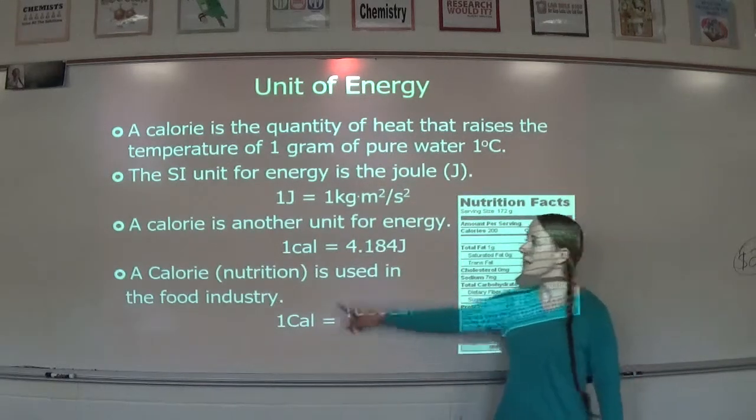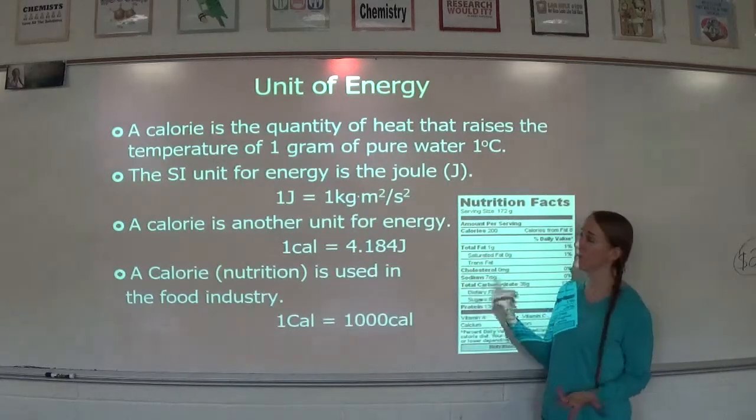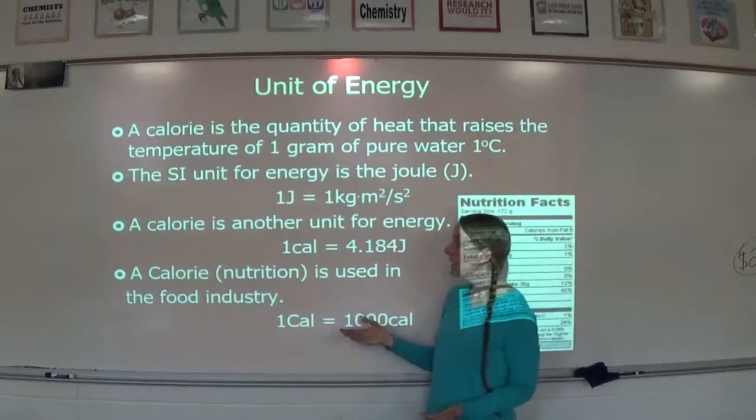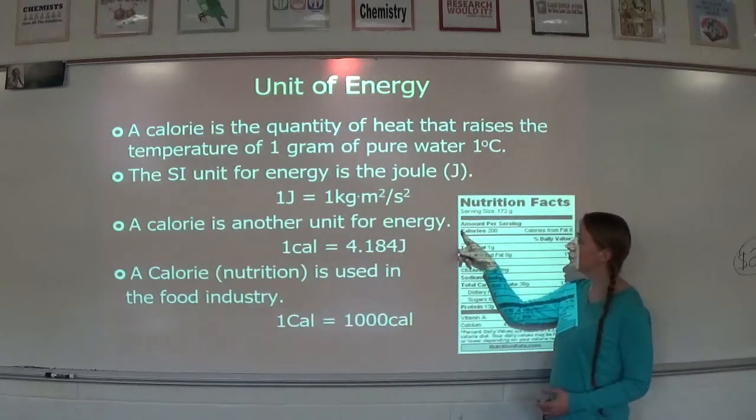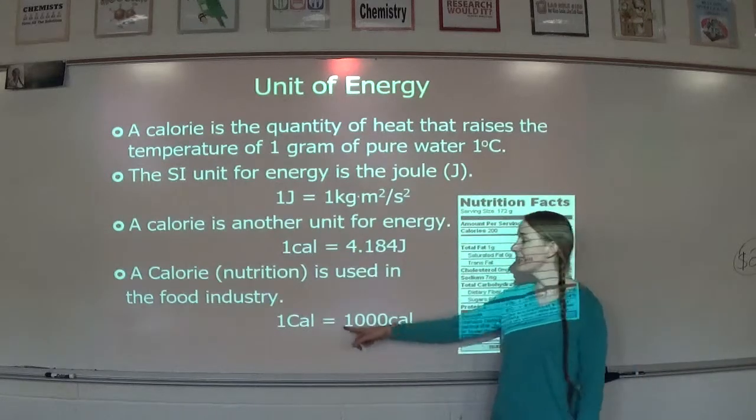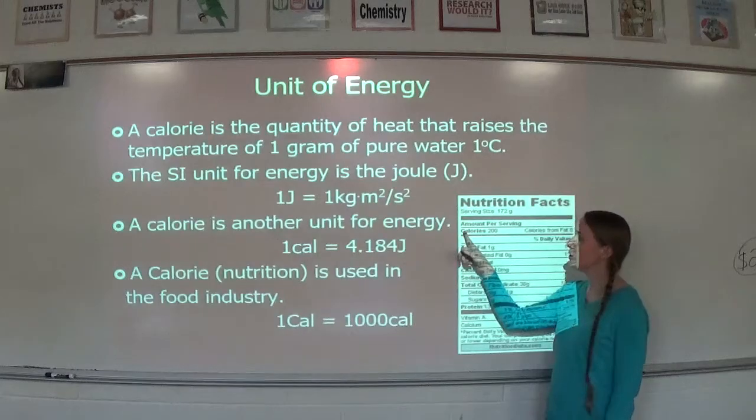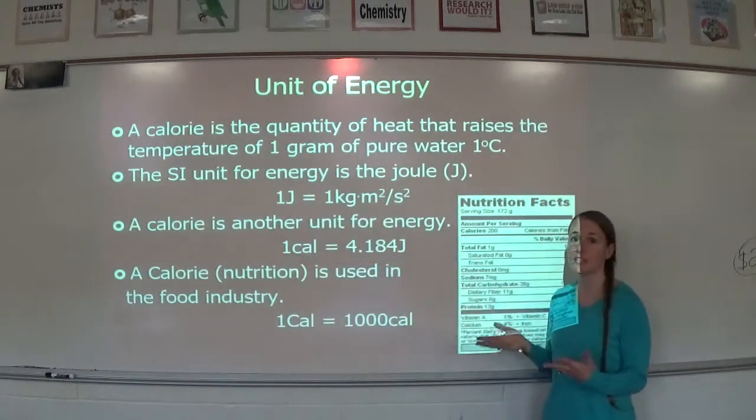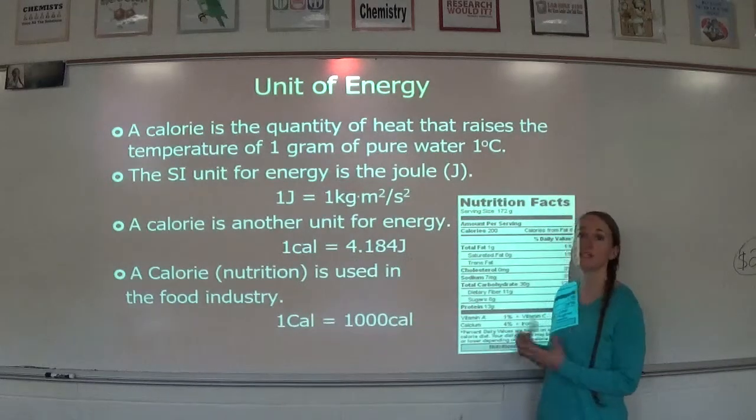Now there is a difference in a lowercase c calorie and the capital C Calories that you see on your food. So a capital C Calorie is a nutritional calorie, and it's actually a kilocalorie. So 1 Calorie on your food that has the capital C is really 1,000 lowercase c calories. All right, so just be aware that a nutritional calorie and a calorie we use in science are two different things. The nutritional calorie is actually 1,000 times because it's a kilocalorie.